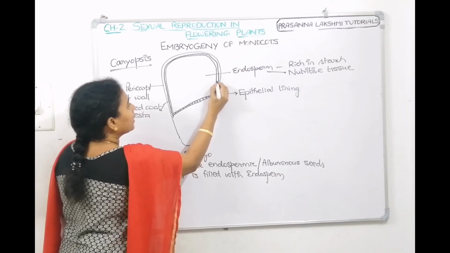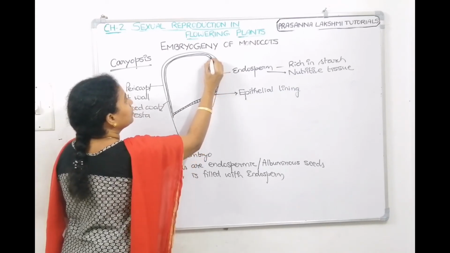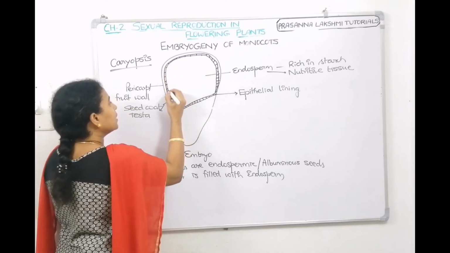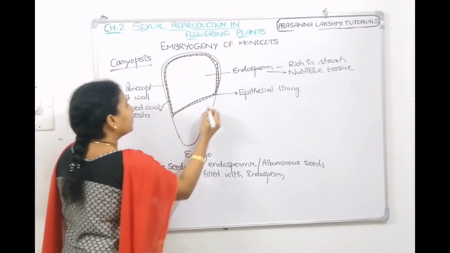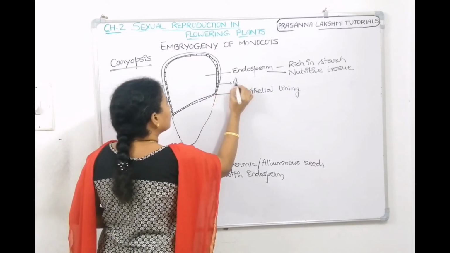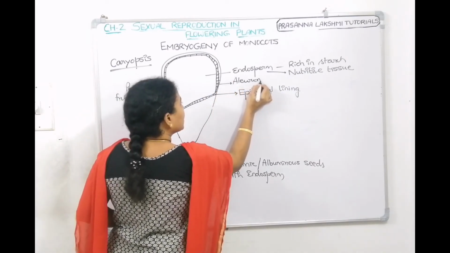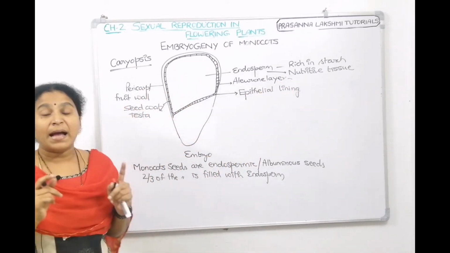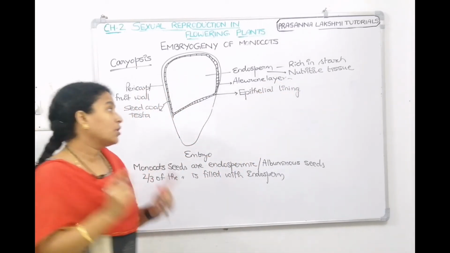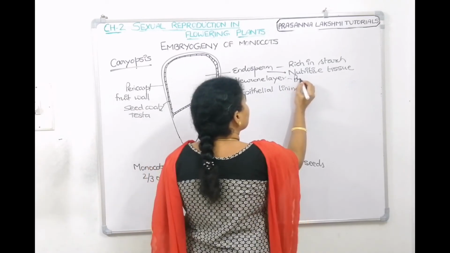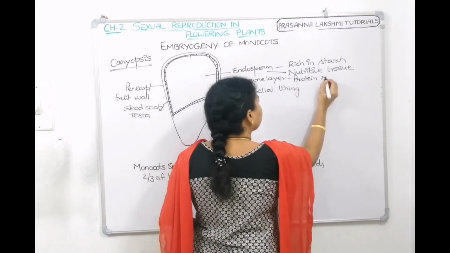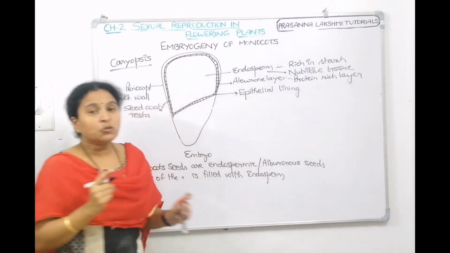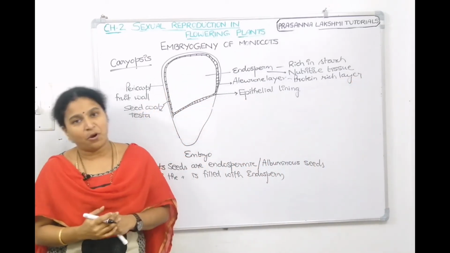And what I am drawing is the endosperm layer. Endosperm is covered by the aleurone layer. So, this one is the aleurone layer, right? Let me write it here. The aleurone layer encloses the endosperm and it is a protein-rich layer.